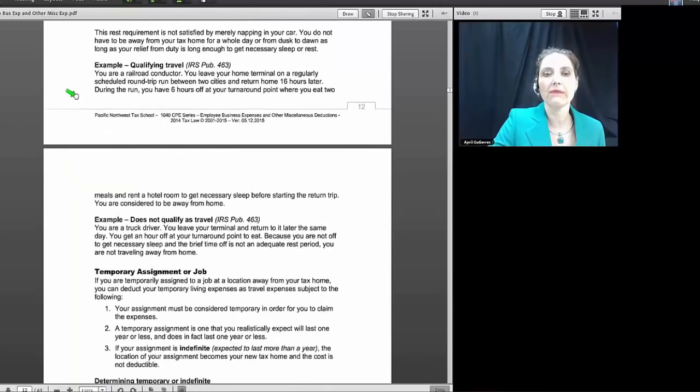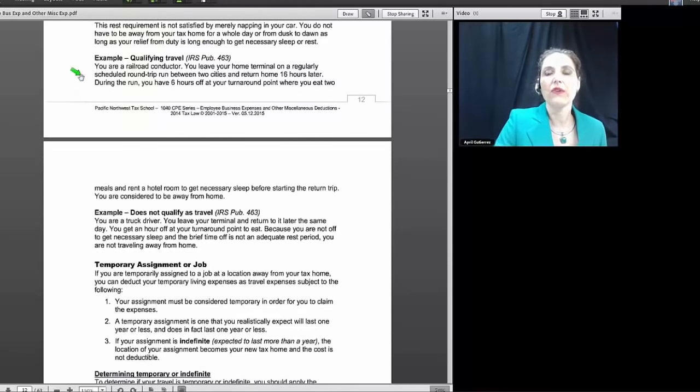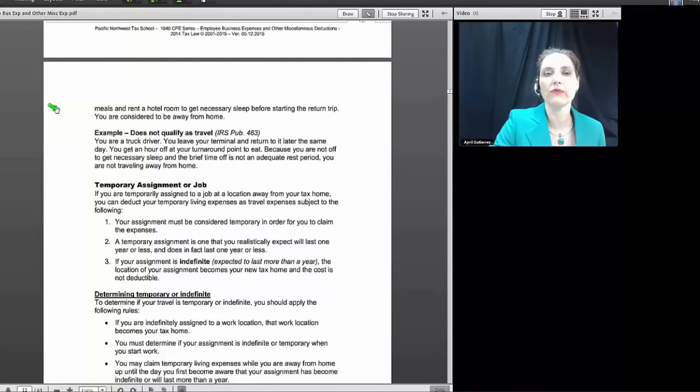And here are a couple of examples that come out of IRS Publication 463. You are a railroad conductor. You leave your home terminal on a regularly scheduled round trip between two cities and return home 16 hours later. During the run, you have 6 hours off at your turnaround point where you eat 2 meals and rent a hotel room to get necessary sleep before starting the return trip. You are considered to be traveling away from home.